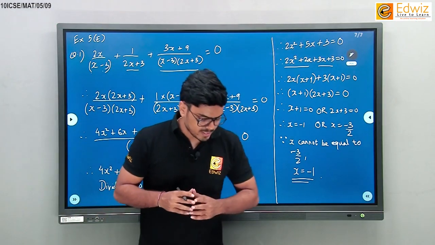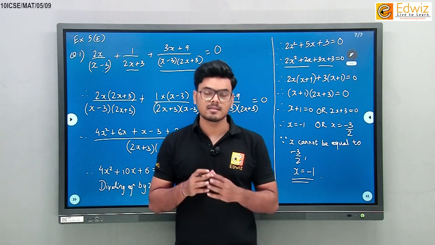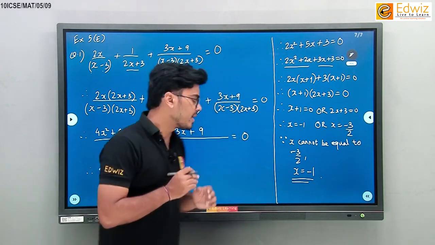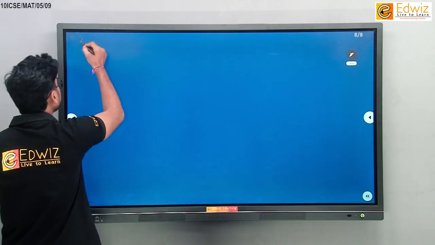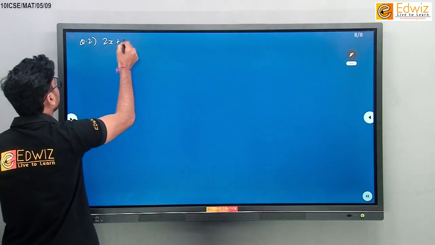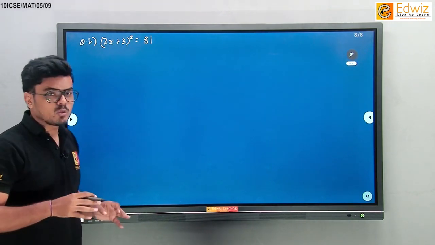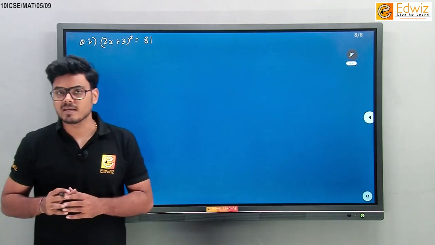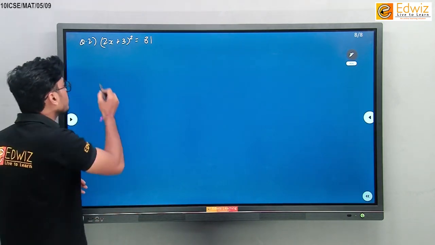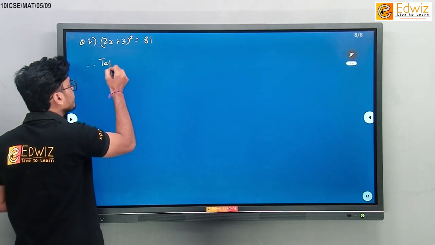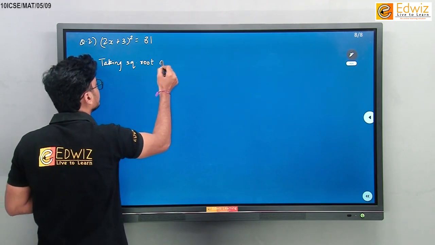Okay students, moving on to the next question now. That is the second equation, 2x plus 3 the whole square equal to 81. Now if you want to solve it in a very simple way, you don't need to bring the equation to its standard form. How? You just have to take square root on both sides.